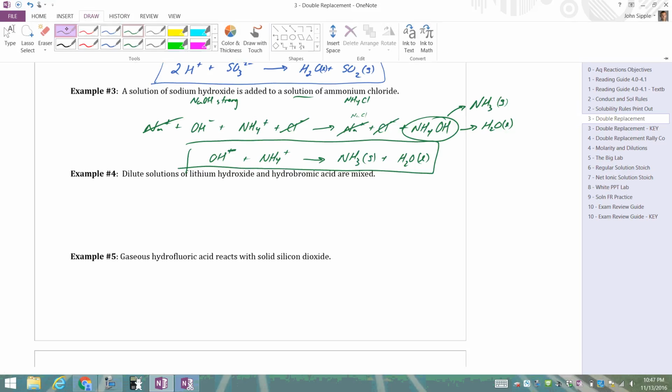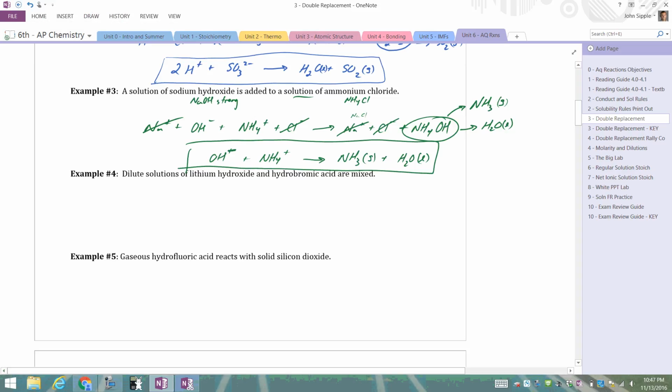And you guys can practice some more as we move forward. Okay, so we have dilute solutions of lithium hydroxide and hydrobromic acid that are mixed. They tell us these are solutions already, so we can just put down lithium and hydroxide, and hydrobromic acid. My question is, is hydrobromic acid a strong acid? Yes, it is. H plus and Br minus.